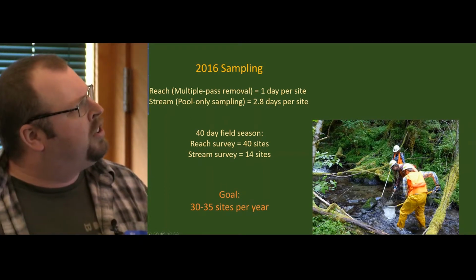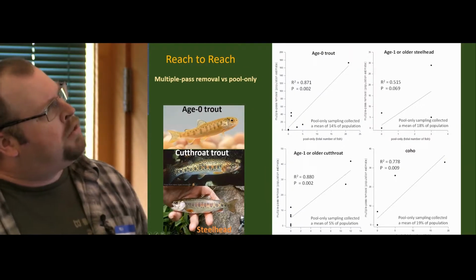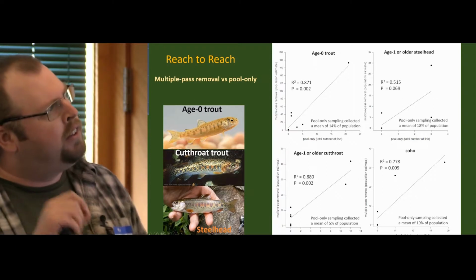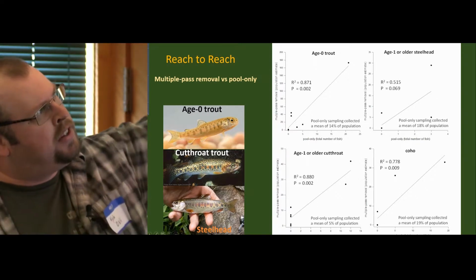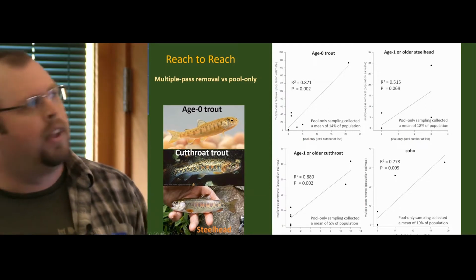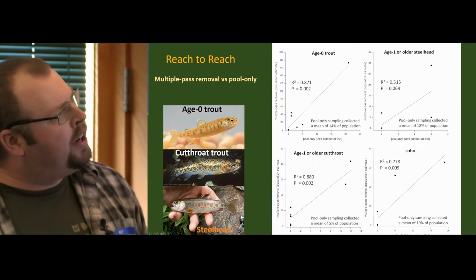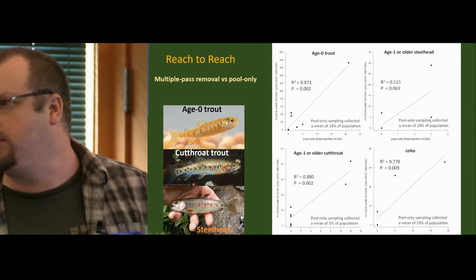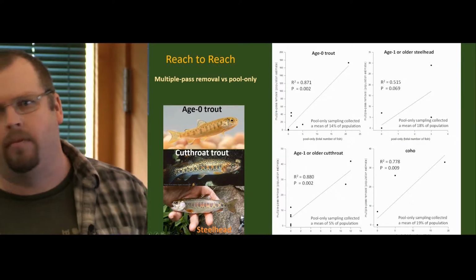So here's the reach-to-reach comparison. We've got multiple pass removal on our y-axis and our pool-only sampling on the x-axis. And this is total number of fish estimate with multiple pass removal and just total number of pool-only sampling. I did a regression here, and all these 4 graphs are the 4 combinations of either species or life history that we found in our basins.